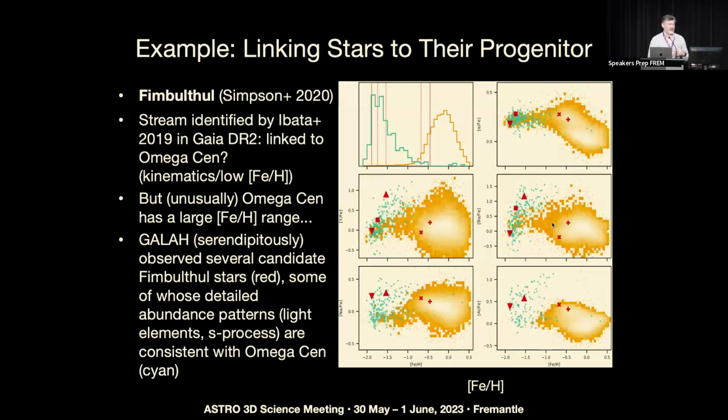looked in GALAH to see if we had any stars from this Fimbulthul stream, and found that we did, at least based on the kinematics. And it turns out that some of them at least have abundances that are consistent with being from Omega Cen, which is kind of cool because there's the idea, well, it could be Omega Cen, but Omega Cen has kind of weird abundance patterns. These stars seem to fit it.